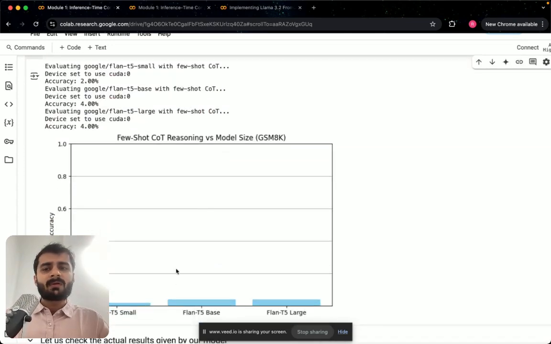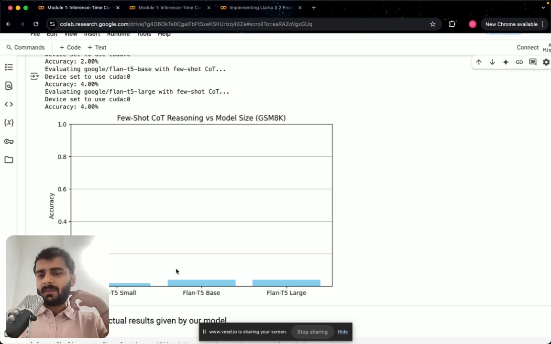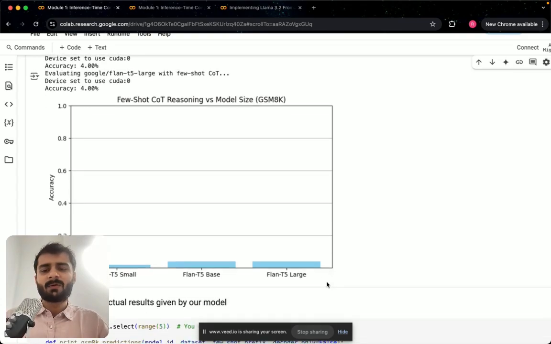This is the plot which I got. The accuracy of all these models, as you can see, is not very high. It is in fact very, very low, but it does increase with the model size slightly. Now, why am I getting accuracy which is bad? Is it consistent with the results which are obtained in the paper? Let's have a look.